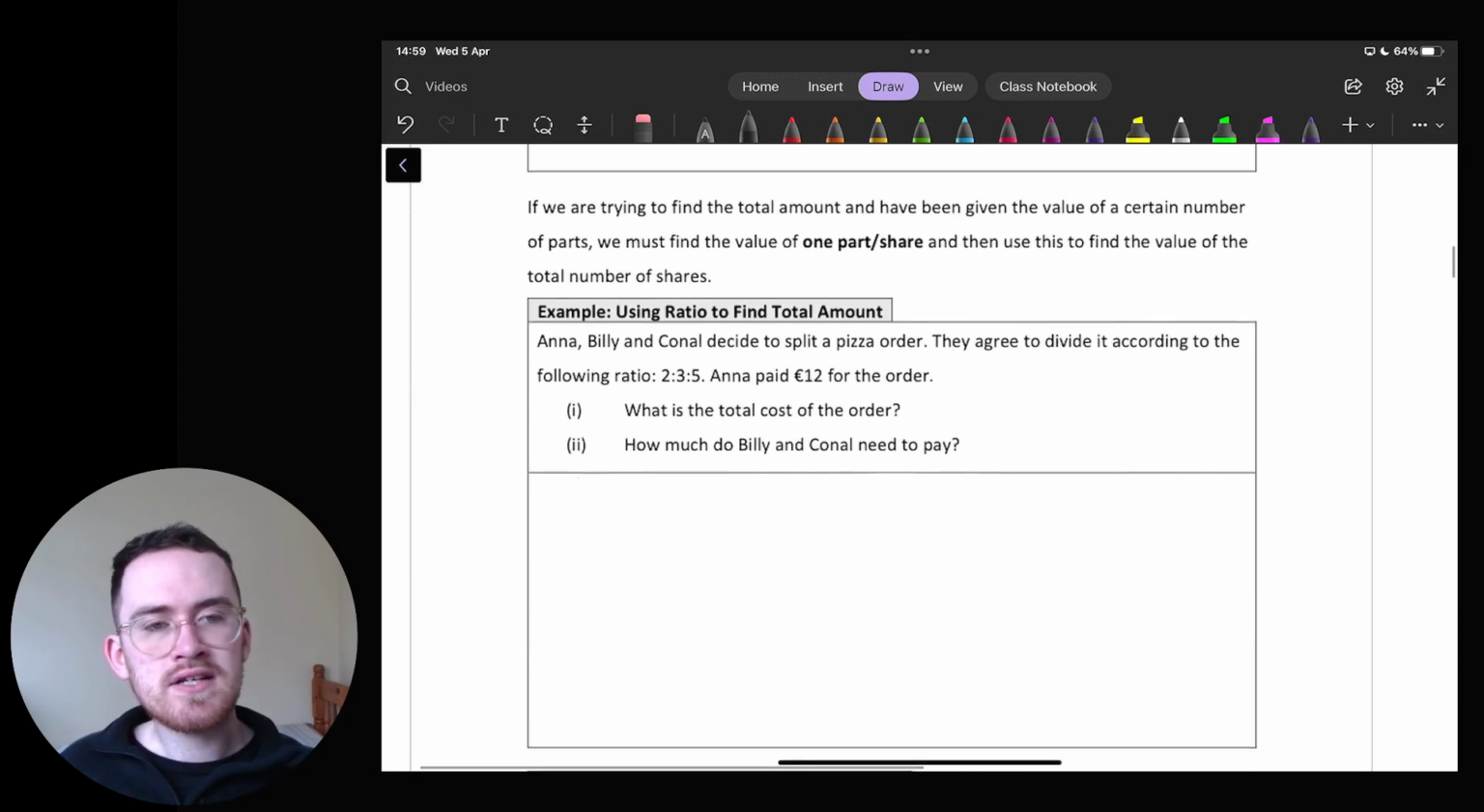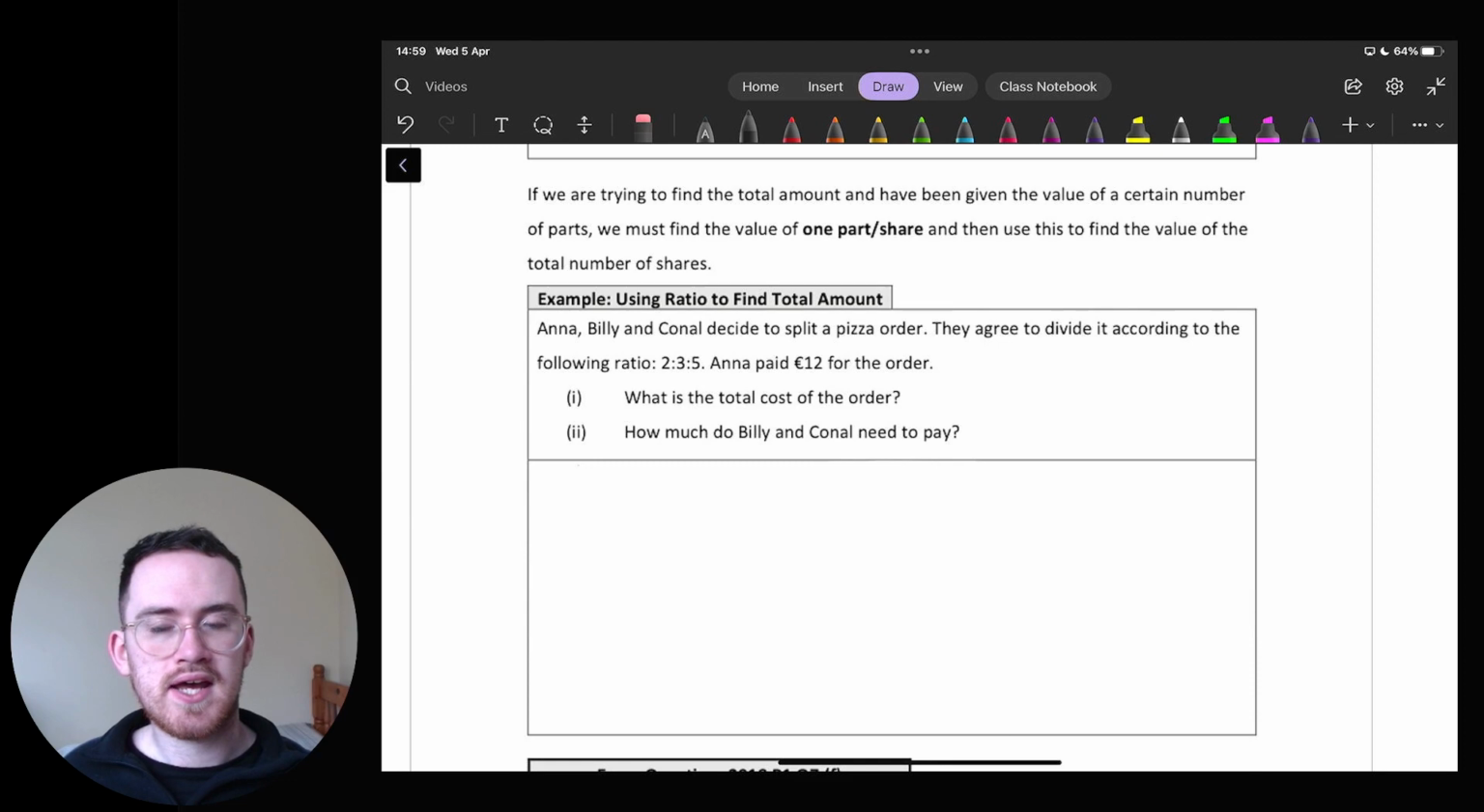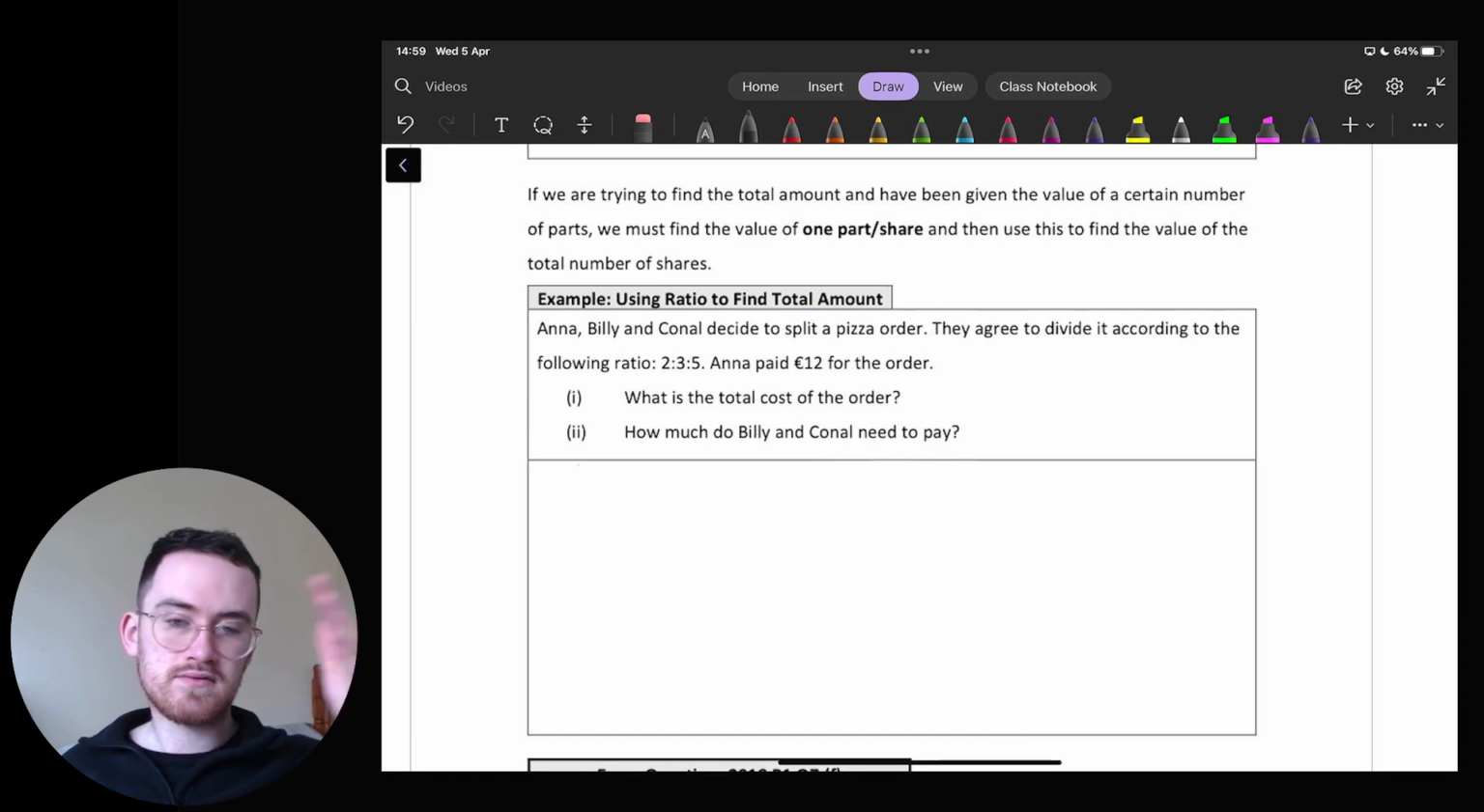So if we're trying to find the total amount, and we've been given the value of a certain number of parts, then we must find the value of 1 part, or 1 share, and we use that to find the rest. Same as we did there, we were looking for what is 1 so that I can find 3, what is 1 so that I can find 4.